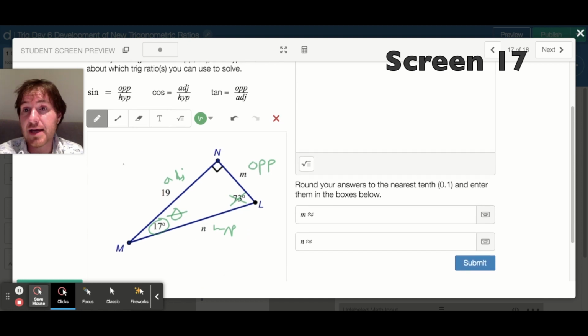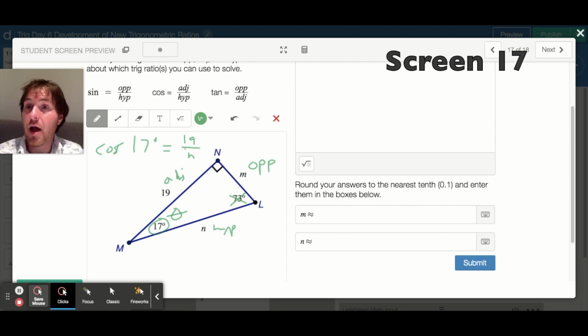So you know what I can do is I can do cosine. Make the pieces come together, make it sort of work for you here. Cosine is adjacent over hypotenuse. Do I know the hypotenuse? No, but I know the adjacent. So cosine of 17 degrees equals the adjacent, that's 19, over the hypotenuse, which I don't know, and that's n right here.